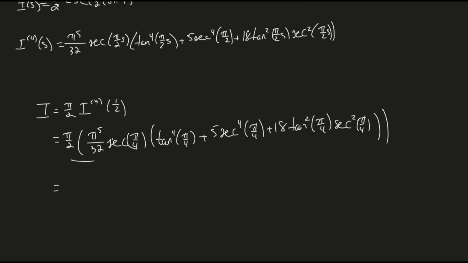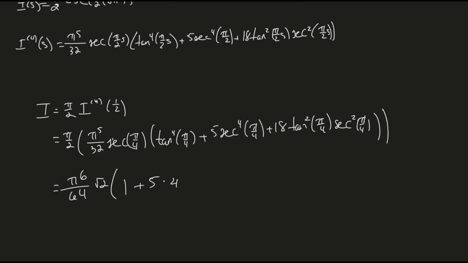So, multiplying out these first two terms, we get pi to the 6th over 64, which is very weird. You don't see that very often. The secant of pi/4 is 1 by the cosine of pi/4, and the cosine of pi/4 is 1 by √2. So we just invert that, and we get √2. Now the tangent of pi/4 is 1, and even if you raise that to the 4th power, that's still 1, plus 5 times, we just said that the secant of pi/4 is √2. If you raise that to the 4th power, you get 4.